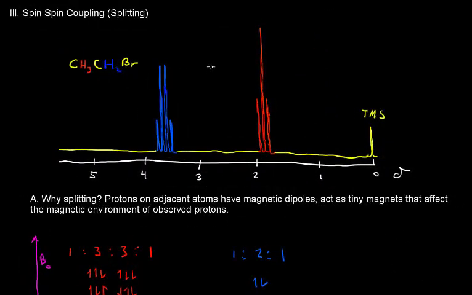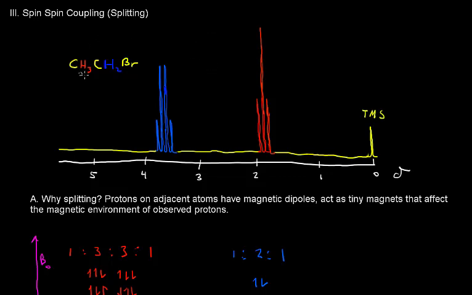So now we turn to the third and final type of information that we get from proton NMR. Unfortunately, this is the most difficult to understand, but it's incredibly powerful for determining structures of molecules. And this often, for larger molecules, is even more important than chemical shift data. And this is known as spin-spin coupling, also known as splitting.